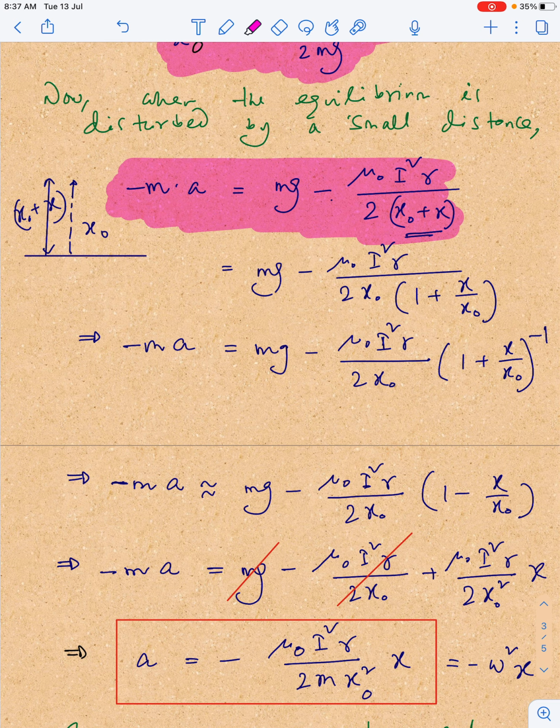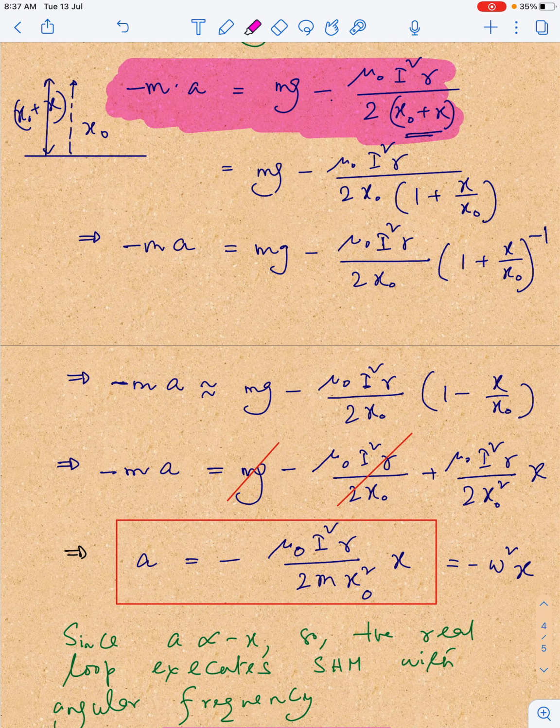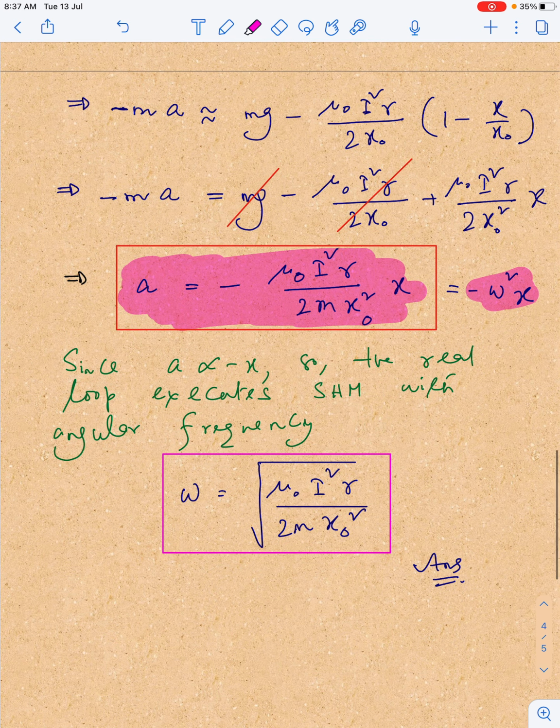The remaining thing is the detailed calculation, which I have done on the screen. You can check that we have to follow the binomial approximation, and after doing so the final result will come. A is equal to minus mu naught into I square r into x divided by 2m into x naught square. Now what we have to remember is that it is proportional to minus x, which is SHM. So I can compare this with minus omega square x. By doing so, I end up getting the answer, that is the square root of mu naught I square r divided by 2m x naught square.